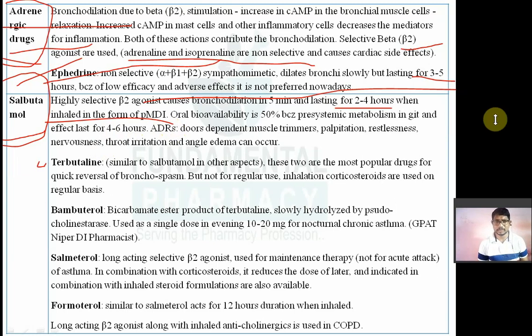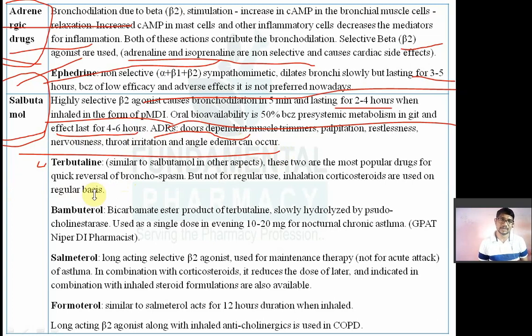Now, if you give salbutamol orally, the oral bioavailability is 50%, and most of the drug is degraded by pre-systemic metabolism or first pass metabolism in the GIT. The oral effect will last for 4 to 6 hours. What are the adverse drug reactions? Dose-dependent muscle tremors, palpitation, restlessness, nervousness, throat irritation, and edema can occur.